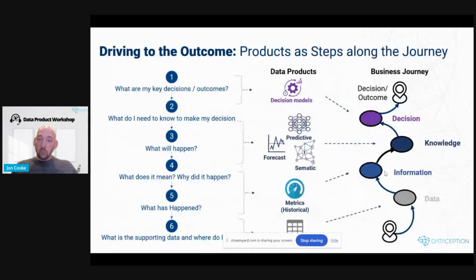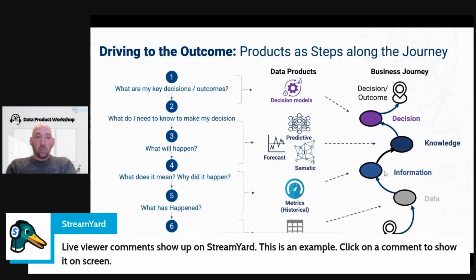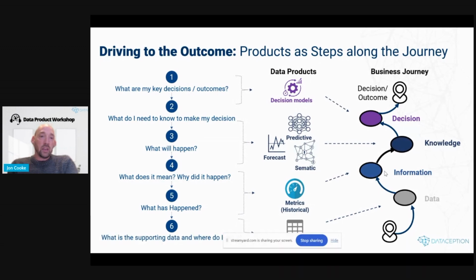So, like I said, the way we drive this through the process to get to the pyramid itself is that we start by asking the business person: what's the key outcome you actually want? We don't start with what's the dashboard, what's my KPI, what's my data. Let's take a step back. What's the key decision that you want to make? Oh, that's a decision model. And then you understand: what do I need to know to make that decision?